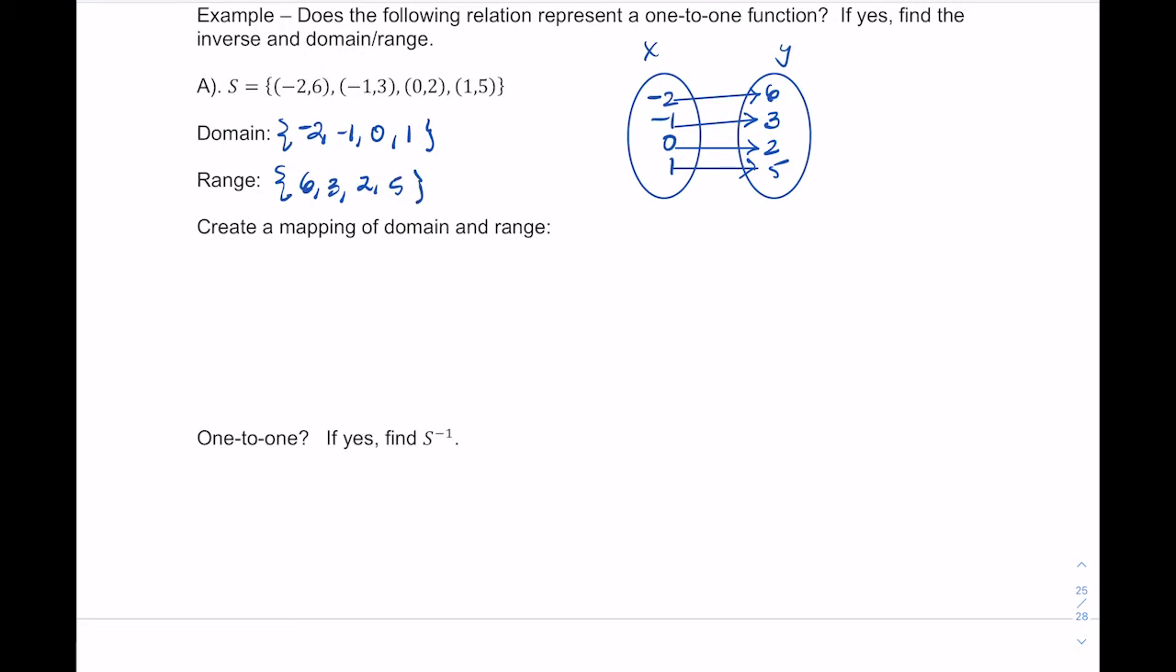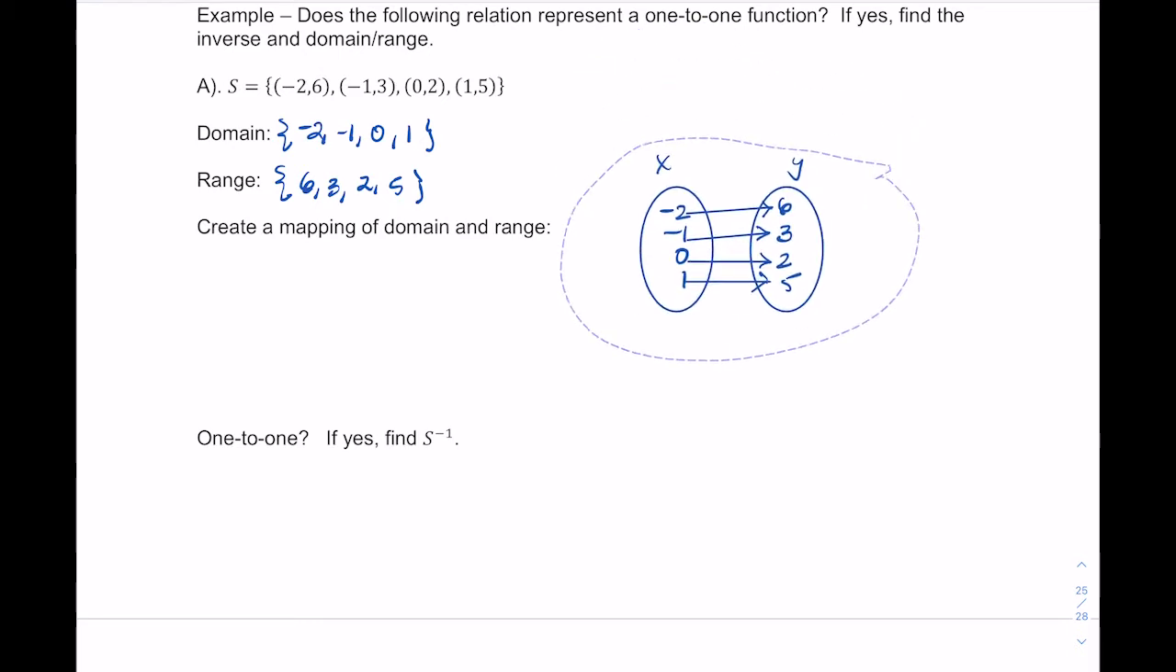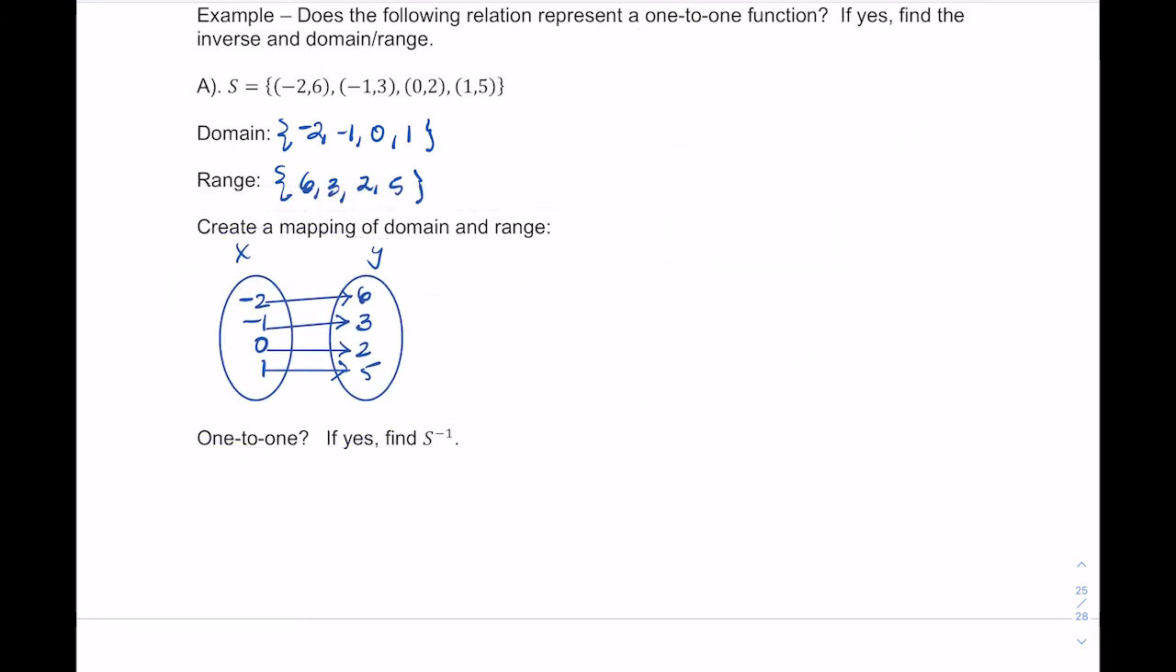Okay, I already created the mapping, so I'm just going to move this here. Okay, and we said, yes, it is one-to-one. So to find the inverse, this would be S inverse. All I'm going to do now is take my domain and range and switch them. So in that first ordered pair, it's -2, 6. Now it just becomes 6, -2. And the second ordered pair becomes 3, -1, and so on. So it's that easy. All you're doing is switching the x's and the y's.